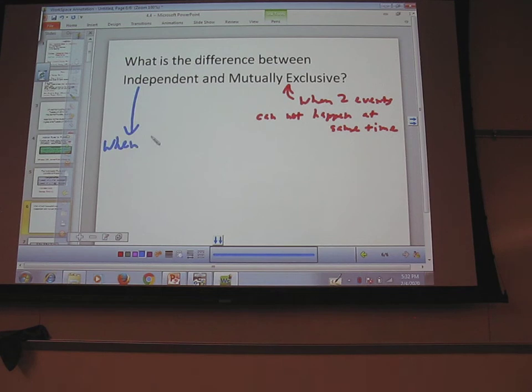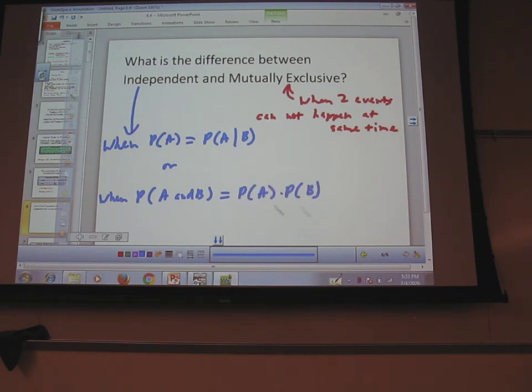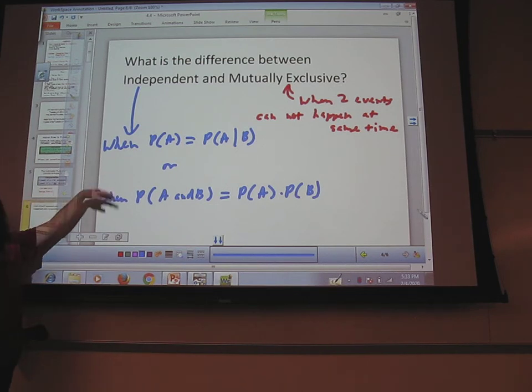When probability of A equals probability of A given B. Right? You could also write it down as, or you could do when probability of A and B equals probability of A times probability of B. Because this is not always true, right? When it is true, then you know it's independent. So either one of these two tests will work.